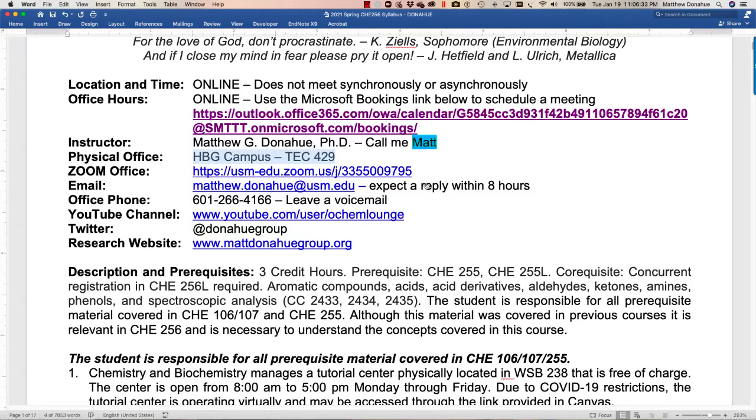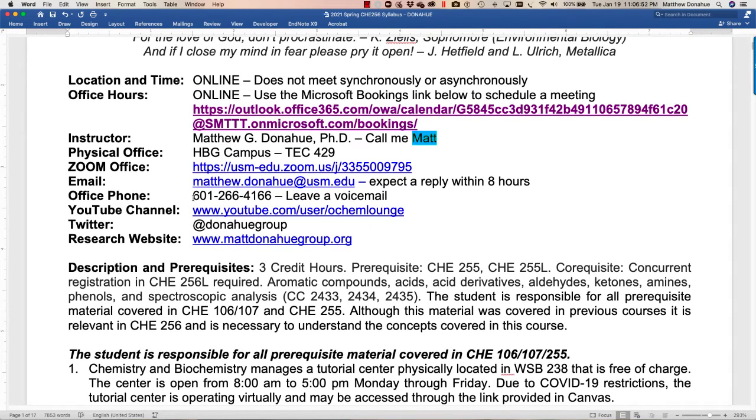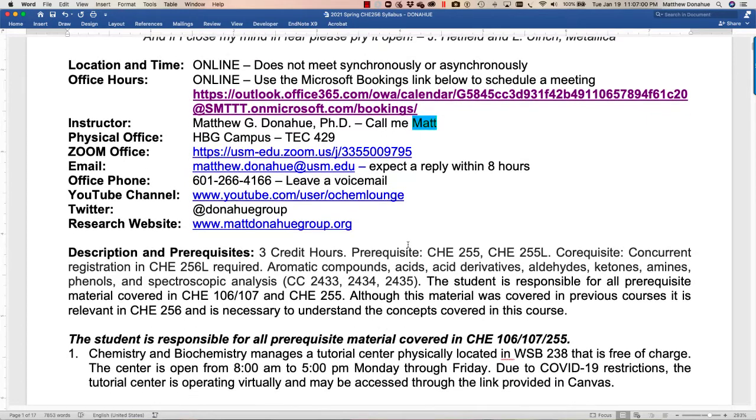My email address: typically if you send me an email, expect a reply within 8 hours. If you do not get a reply, send a follow-up email. Don't think I'm ignoring you. Things tend to get a little busy. I try to go back through my emails every day and reply. This is my office phone, 601-266-4166. Leave a voicemail. Those voicemails get converted to an email message.